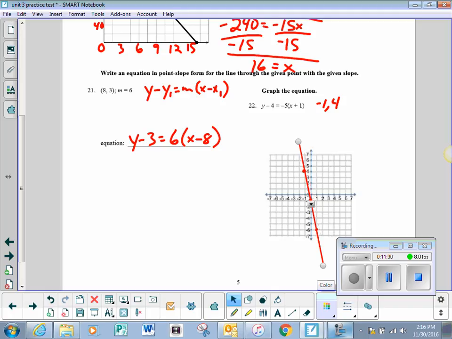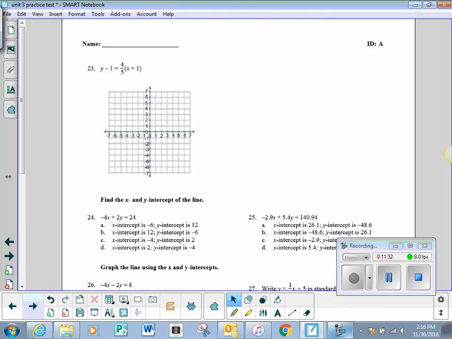There we go. Okay. On to 23. Same deal here. We're going to start at negative 1, 1. And then we're going to go a slope of 4/5. So we're going to rise 4 and run 5. And there you have it.